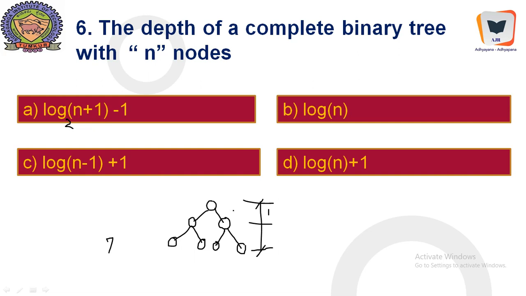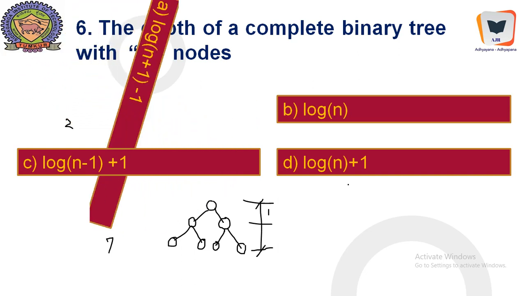3 minus 1 is 2. So this should be the correct answer. And if you substitute over here it becomes 3. So 3 is not the height. If you substitute over here it becomes still less. Okay, and this is also not the answer. Therefore it should be log n plus 1 minus 1, for a complete binary tree, of course.